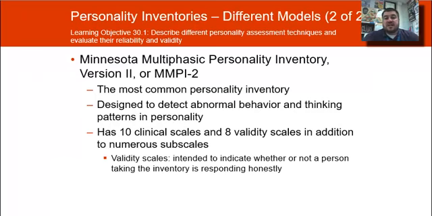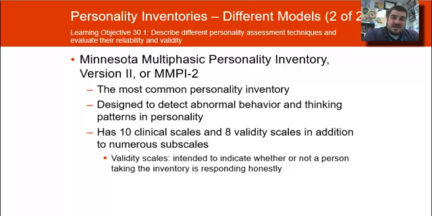Another personality inventory, by far the most popular, is the MMPI-2, or the Minnesota Multiphasic Personality Inventory. What you need to know is that it is designed to detect abnormal behavior and thinking patterns in personality. So we use this to identify disorders. It has 10 clinical scales and 8 validity scales, in addition to the subscales of all of them. It's a very, very long test.